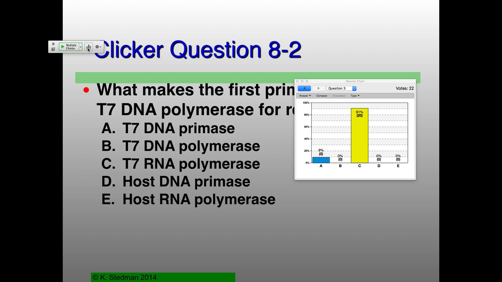The answer is it's the T7 RNA polymerase. It's not the T7 DNA primase. That was what makes the primer for the second strand, but not the first strand.